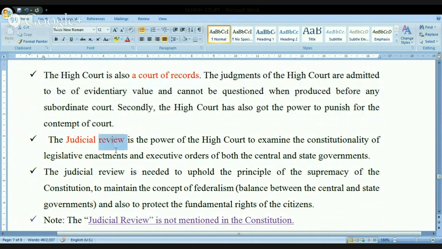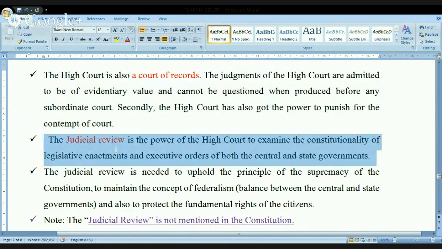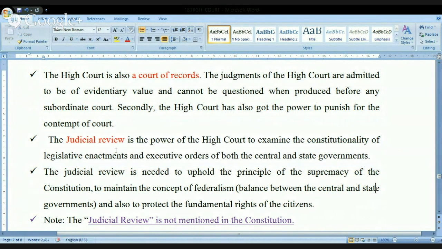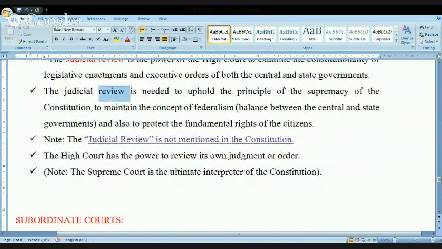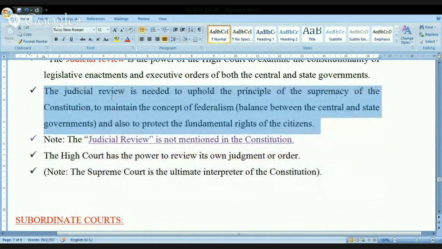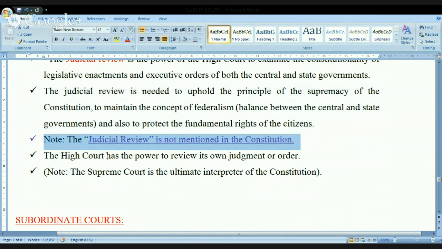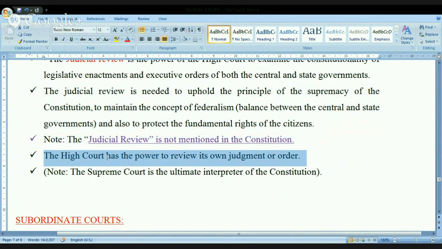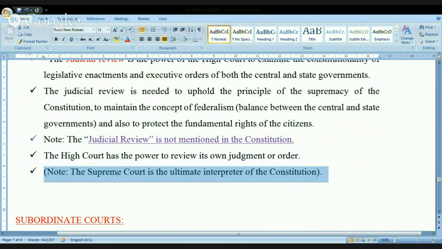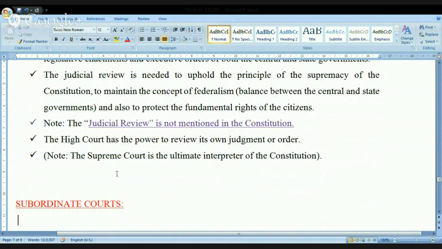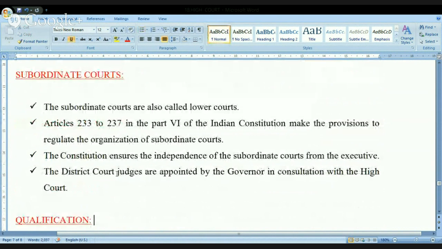Again, judicial review is the power of the High Court to examine the constitutionality of the legislative enactments and executive orders of both the central and the state governments. Look at this. Judicial review is needed to uphold the principle of the supremacy of the Constitution, to maintain the concept of federalism, and also to protect the fundamental rights of the citizens. Same points, every point you know very clearly. The words judicial review are not mentioned in the Constitution. The High Court has the power to review its own judgment, no issues. But when it comes to the interpretation of the Constitution, Supreme Court has the ultimate authority. Clear?